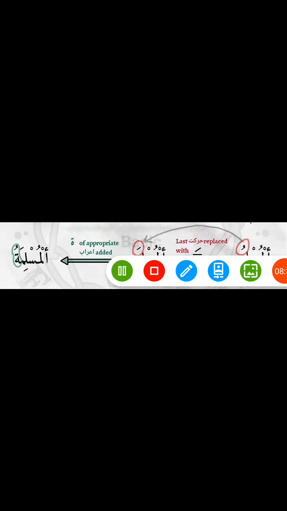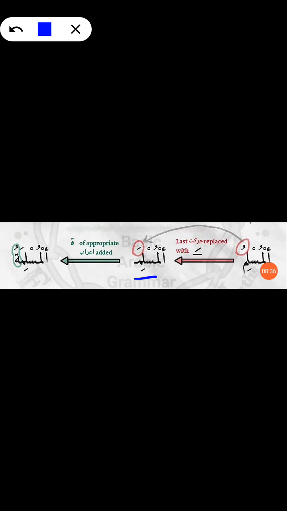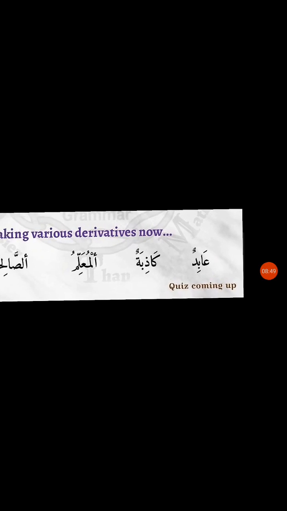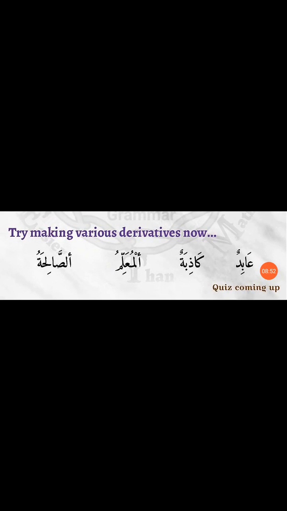Al muslimu becomes first al muslima, okay, by replacing the last harakat with fatha, and then you're going to add this thing, the round ta, and that is going to carry the harakat of the appropriate irab. Pretty simple. Now try making various derivatives. So I have the words for you over here.